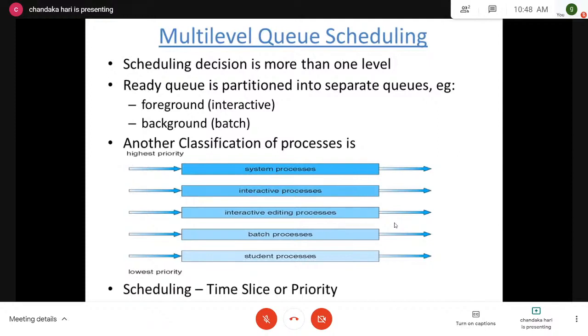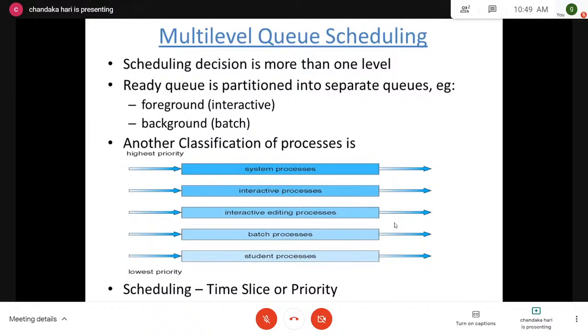That is another class of scheduling algorithms created for the situation in which processes are easily classified into different groups. From the previous class discussion, you already know that there are different types of queues in your computer system. Number 1 is the ready queue, which contains the set of all jobs which are waiting for the CPU to continue the execution.